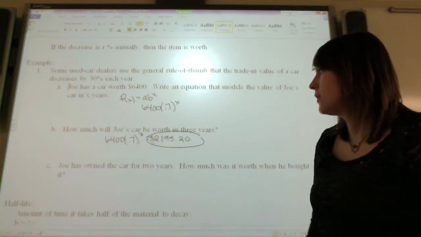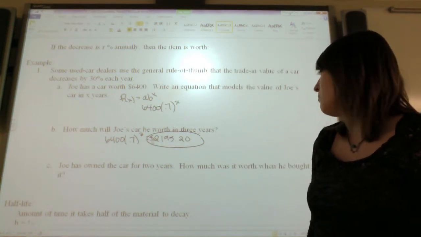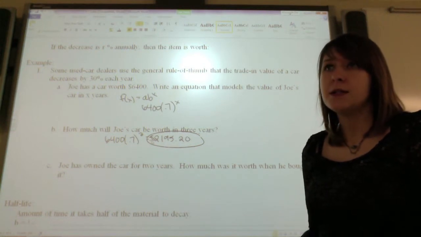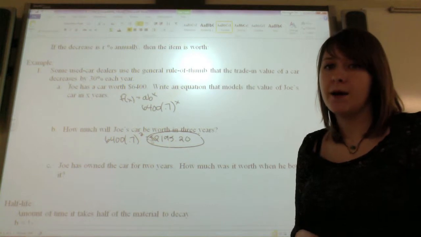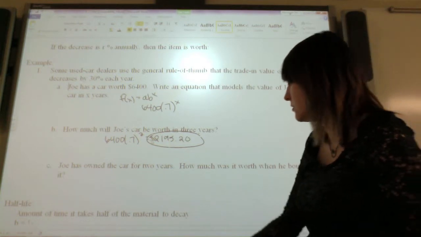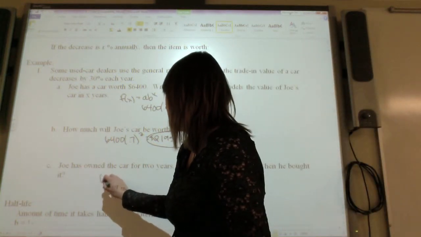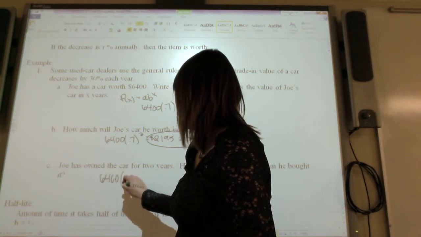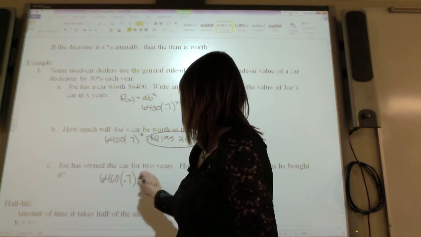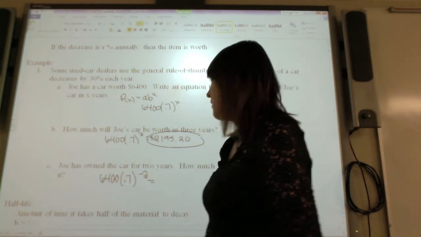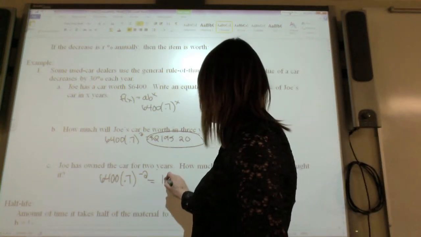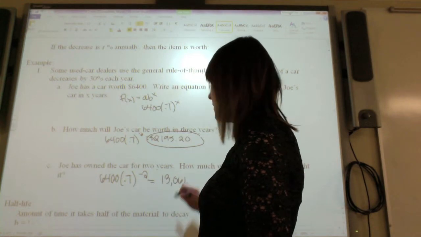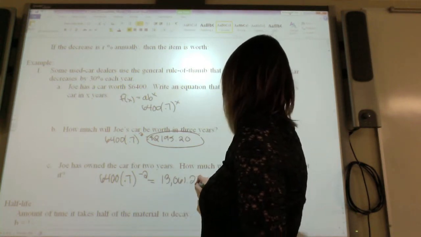Okay, then it says Joe has owned the car for 2 years. How much was it worth when he bought it? So if he's owned it for 2 years, that means we're talking about 2 years prior, which would be -2. That's what I'm going to plug in. Okay, so if I plug that in, I get $13,061.22.